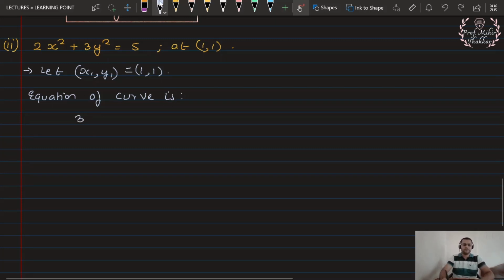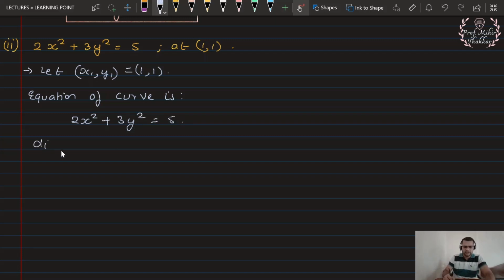The equation of the curve, 2x square plus 3y square is equal to 5. As we did in the above case, differentiate with respect to x. I will get derivative of x square as 2x and this 2 over here is the coefficient. Same way, derivative of y square is 2y into dy by dx and the coefficient is 3, which is kept as it is. Derivative of constant 5 is equal to 0, so we just leave it as it is.